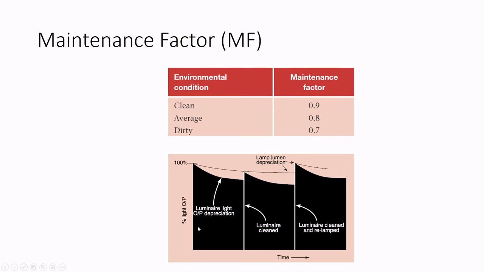Maintenance factor. Maintenance factor is defined for environmental conditions. If you have a clean environment, your maintenance factor will be 0.9. Average environment 0.8, dirty 0.7. That is everything you need to know when you are doing an indoor lighting system design. I will upload a tutorial, and in that tutorial I will discuss how we can do an indoor lighting design with an example.